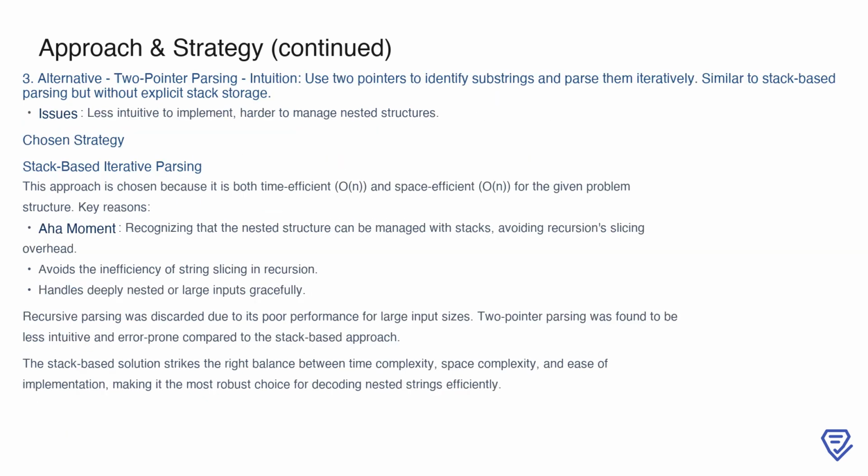Another alternative to consider is using two-pointer parsing. In this method, two pointers are used to identify and parse substrings iteratively, without relying on explicit stack storage. However, this method can be less intuitive to implement and struggles with managing deeply nested structures, making it less practical for this problem.